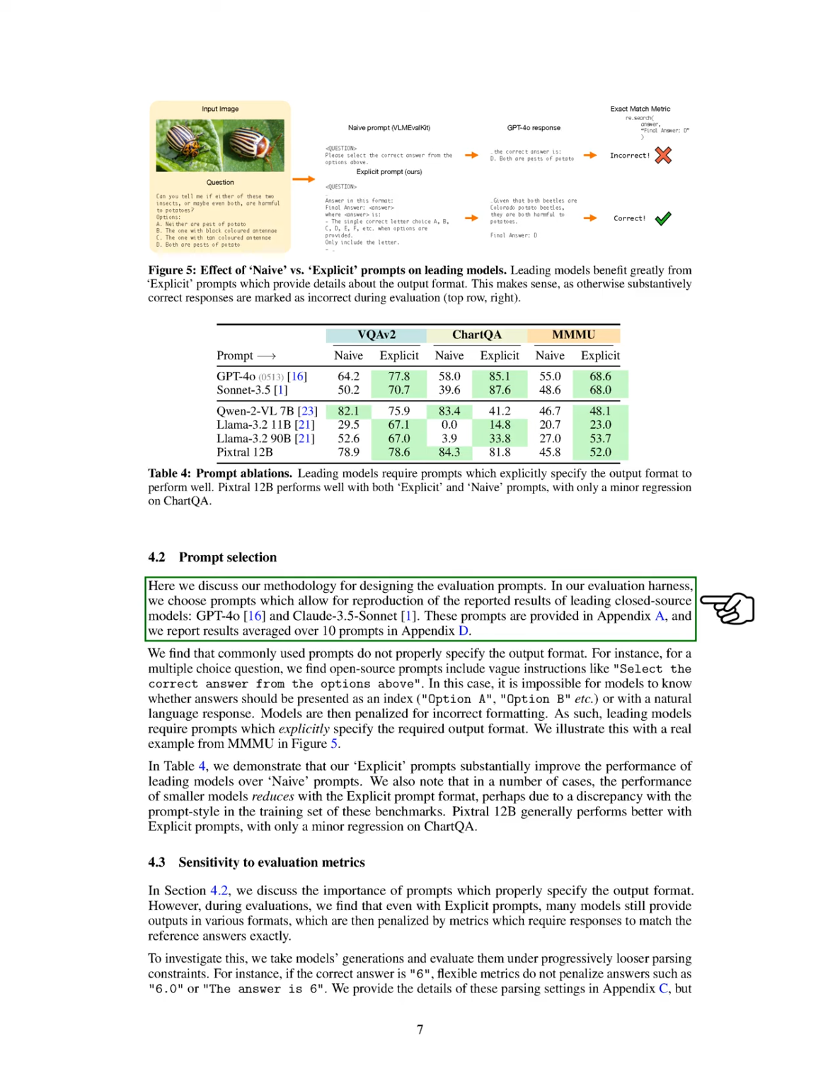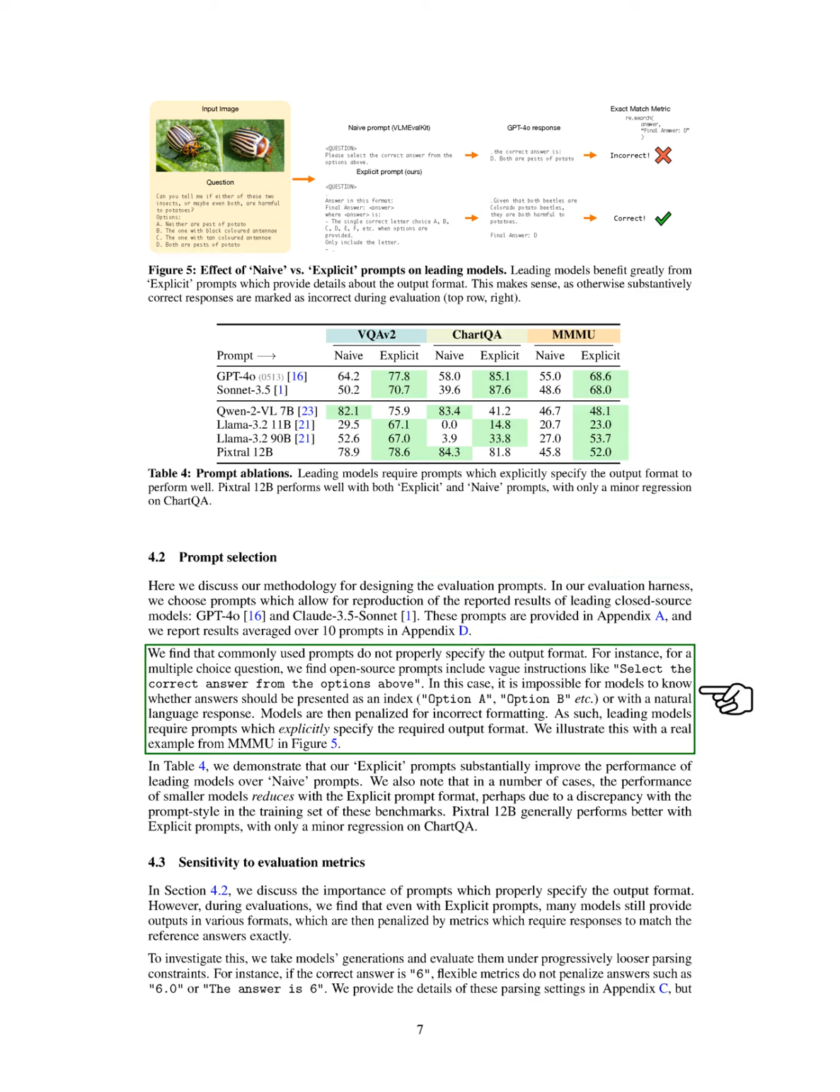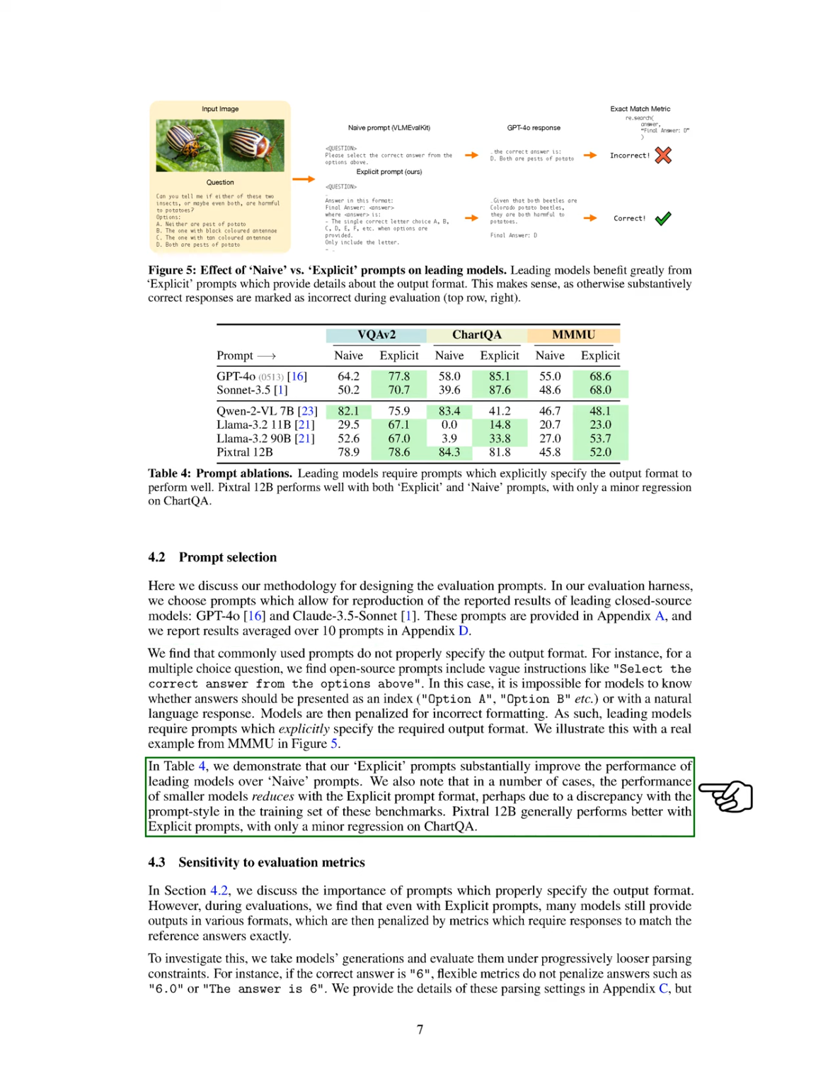Regarding prompt selection, we explain our approach to designing evaluation prompts that replicate the reported results of leading closed-source models. We find that many commonly used prompts lack clear output format specifications, which can confuse models. For example, vague instructions for multiple-choice questions can lead to inconsistent answer formats. Our explicit prompts significantly enhance the performance of leading models compared to naive prompts, although some smaller models may perform worse with explicit formats due to differences in their training data. We also discuss the sensitivity of evaluation metrics.